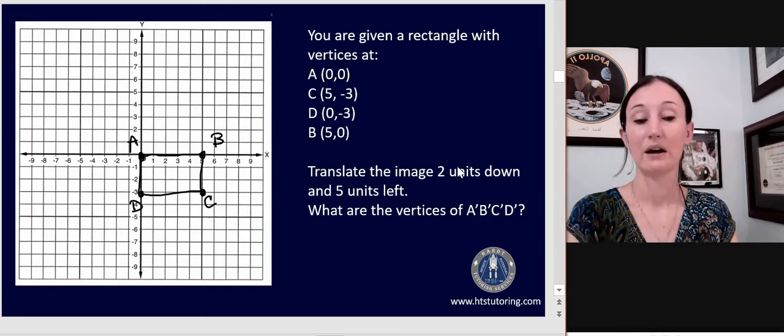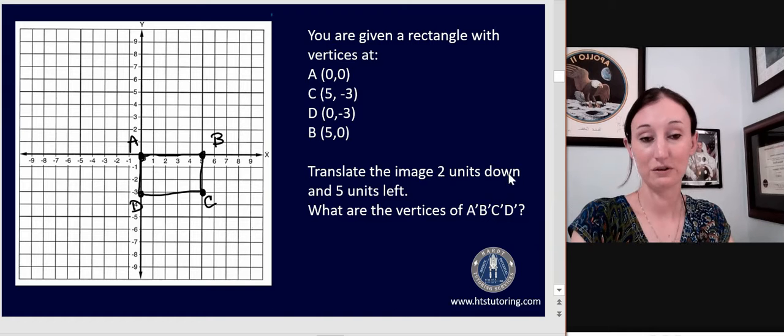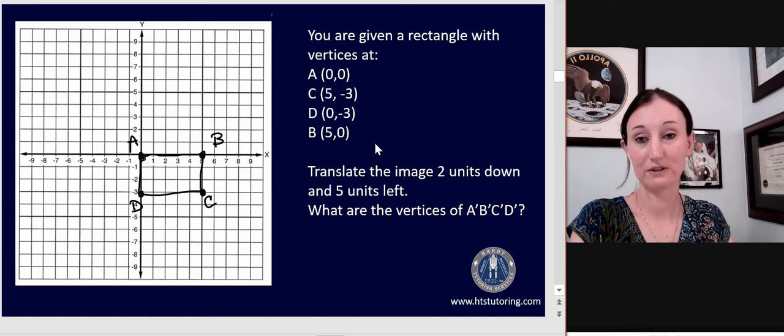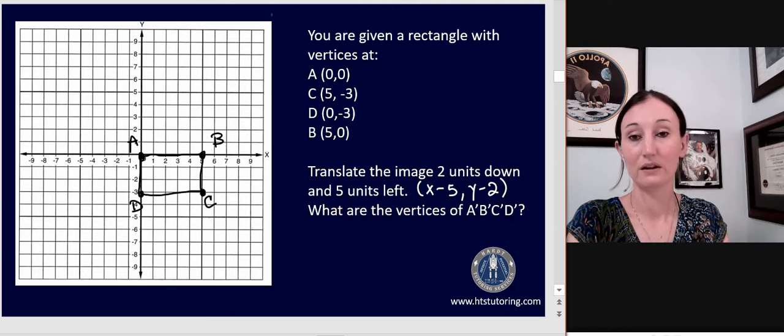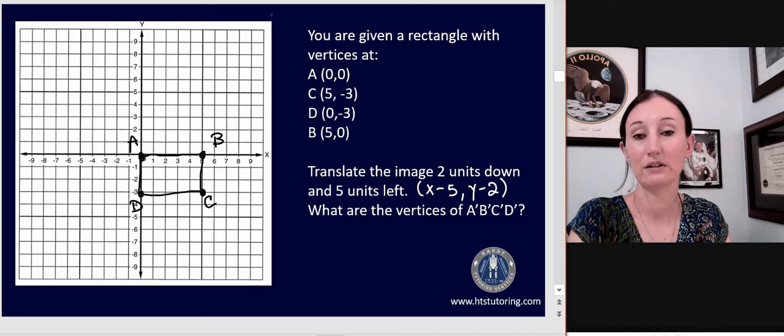Okay, I want to translate the image 2 units down and 5 units left. So what is that physically telling me to do to my x and y? Well, 5 units left, x -5, 2 units down, y -2. So I'm going to go ahead and calculate all these first.